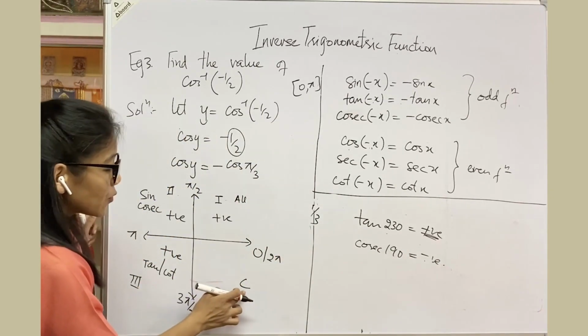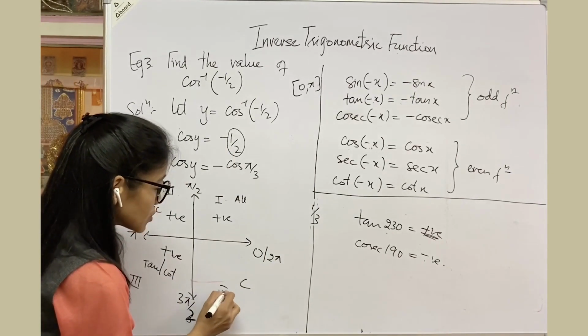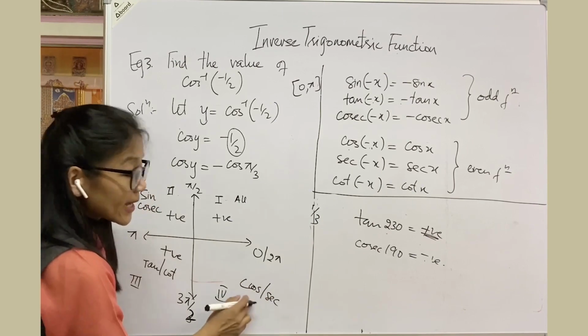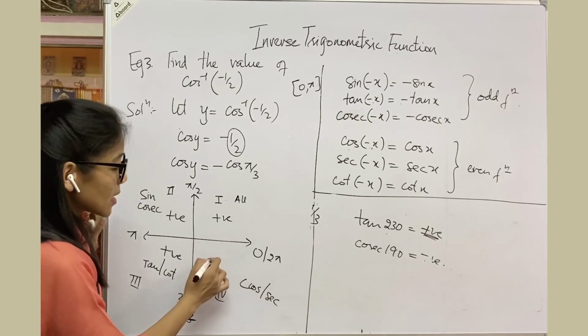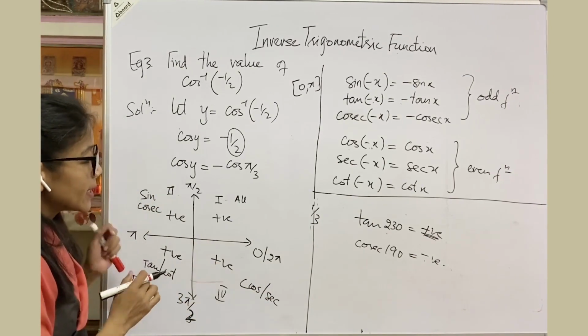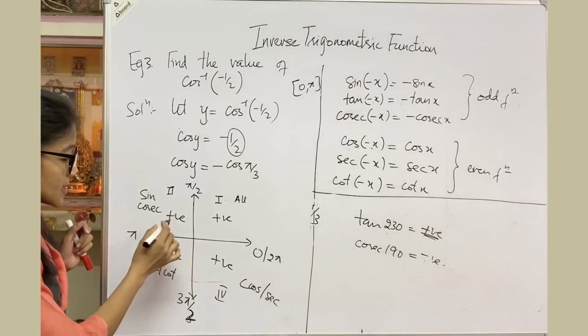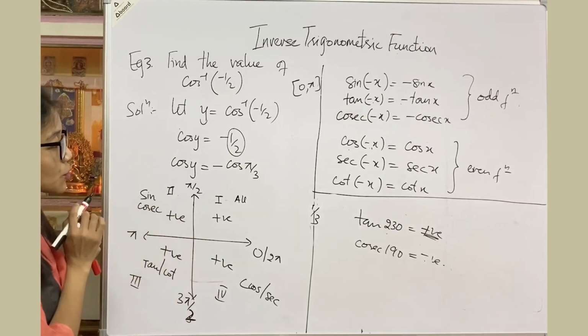In the fourth quadrant, this is the fourth quadrant, cos and its reciprocal sec are positive, the rest 4 are negative. So these are the behaviors of the trigonometric ratios in the four quadrants.